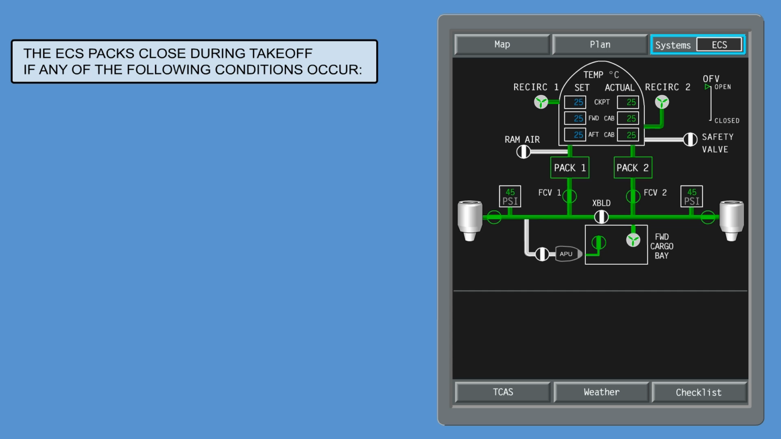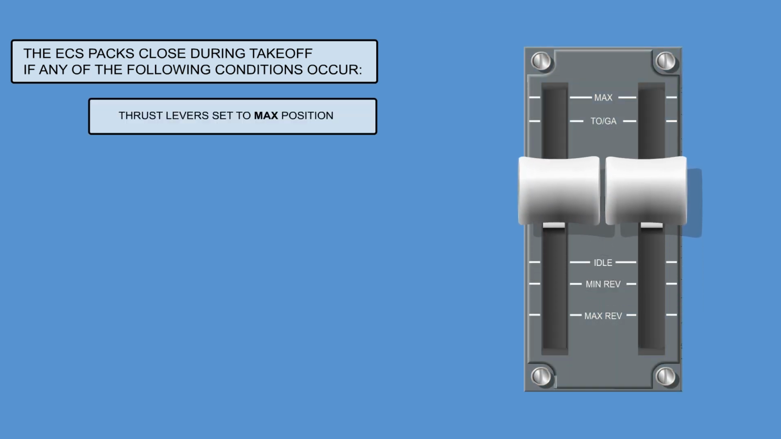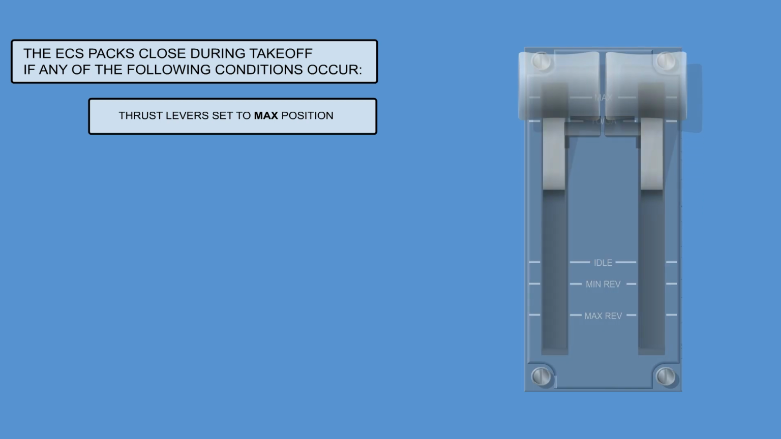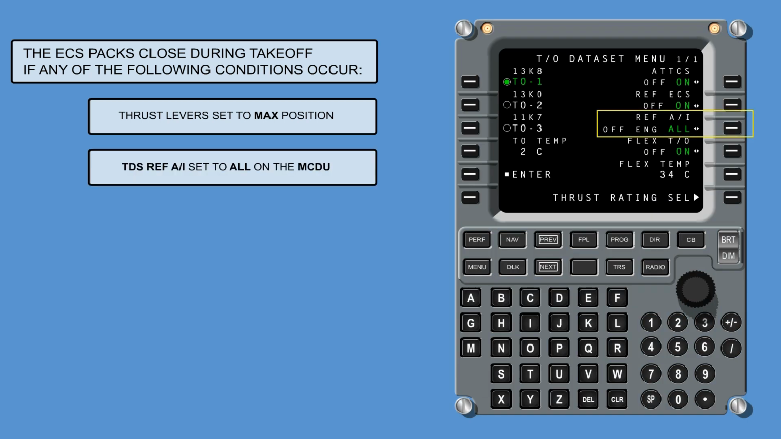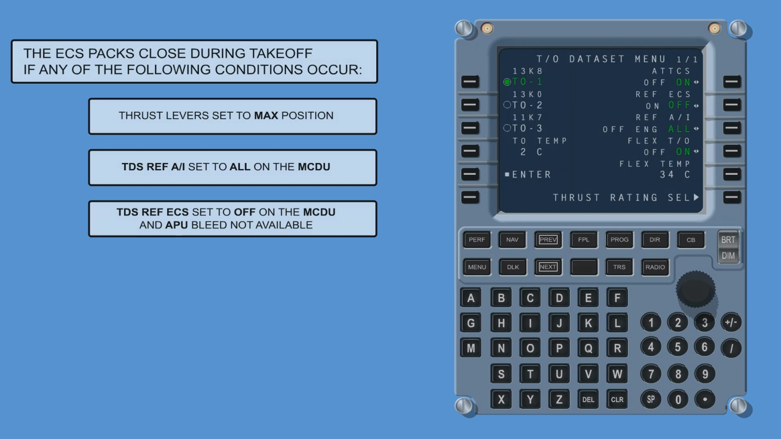The ECS packs close during takeoff if any of the following conditions occur. Thrust levers set to max position. TDS reference AI set to all on the MCDU. TDS reference ECS set to off on the MCDU and APU bleed not available.